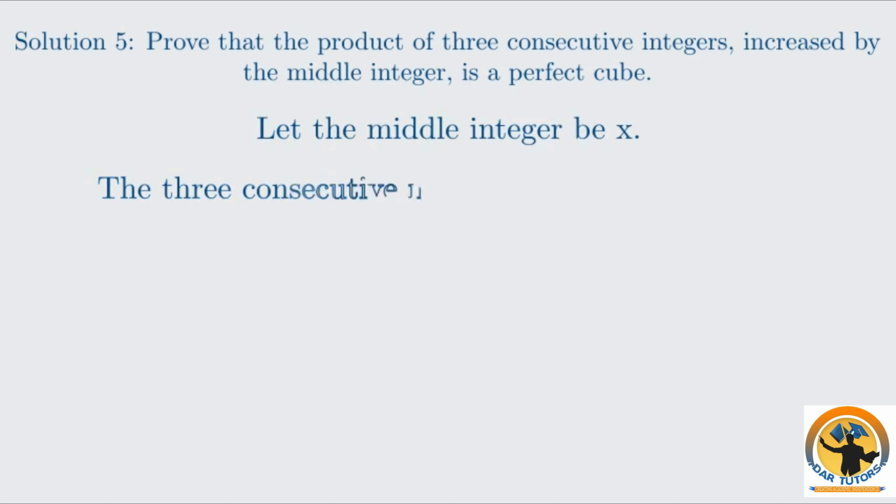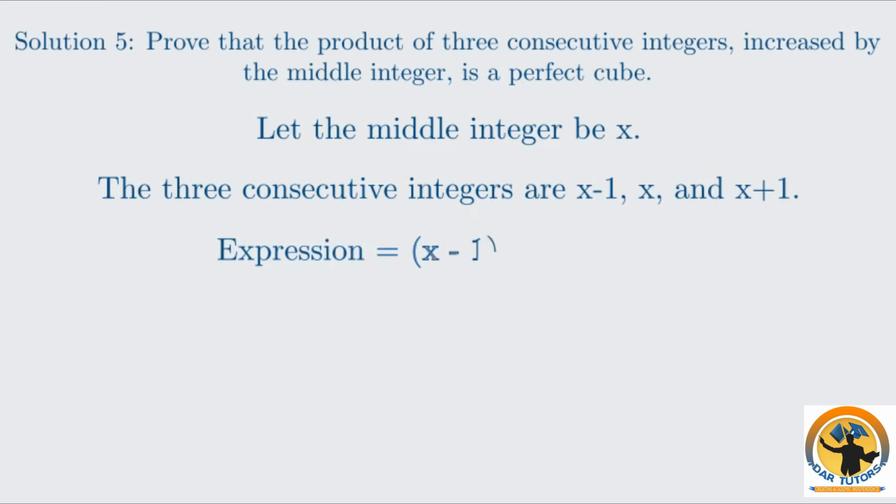Finally, let's tackle question 5, which involves consecutive integers and perfect cubes. We need to prove that the product of three consecutive integers, increased by the middle integer, is a perfect cube. The hint suggests letting the middle number be x. This is a good strategy because it simplifies the algebra. If the middle integer is x, the integer before it is x minus 1, and the integer after it is x plus 1. Now, let's form the expression described in the problem, the product of the three integers, increased by the middle integer. This expression is (x minus 1) times x times (x plus 1), plus x.